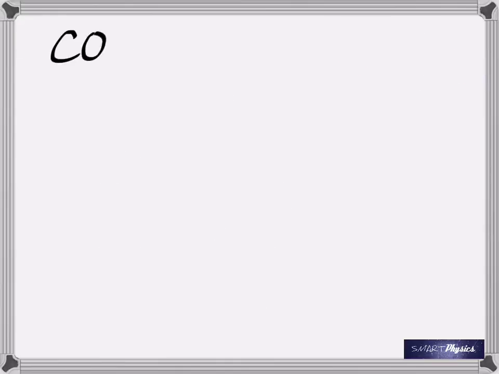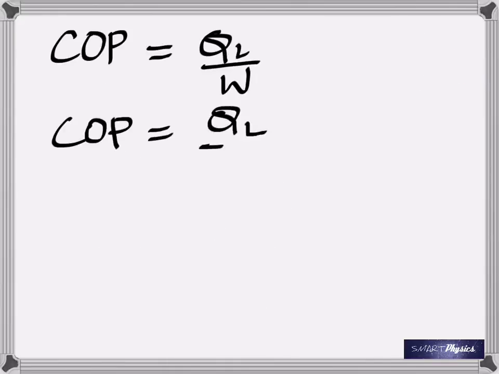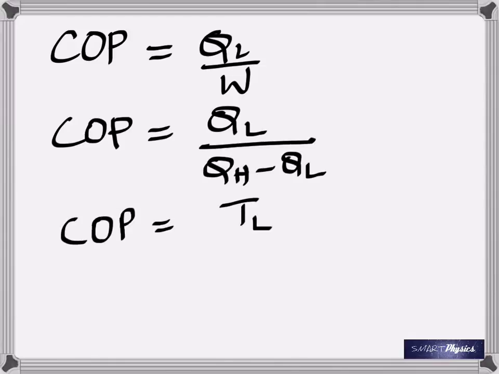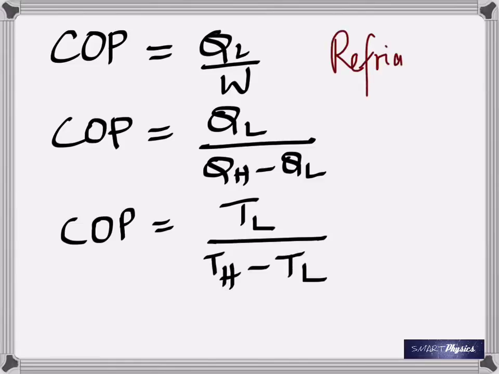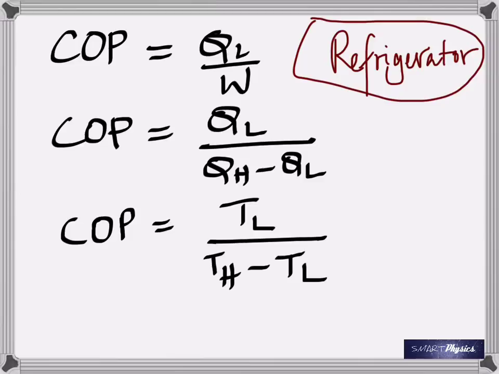All right, the COP of a refrigerator is QL by work. The second formula is in terms of quantities of heat, and the third in terms of the temperatures. That is the COP, the coefficient of performance of a refrigerator.